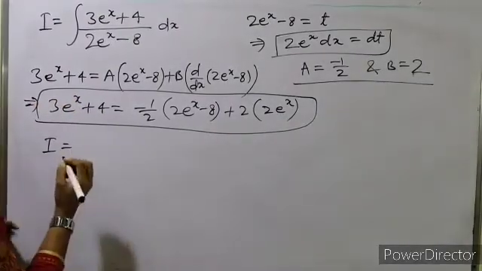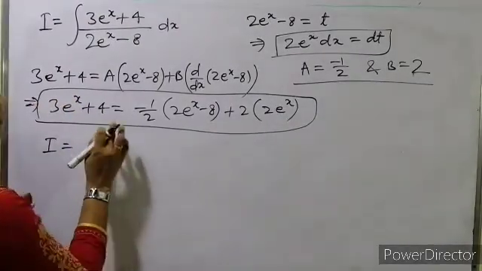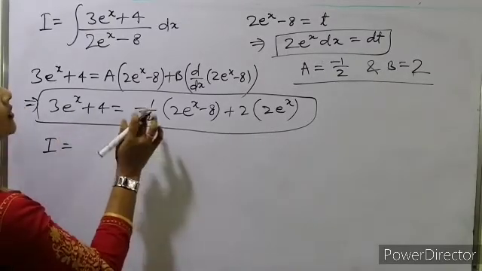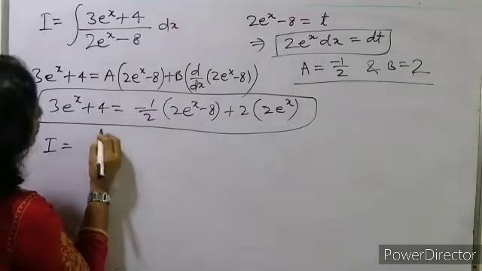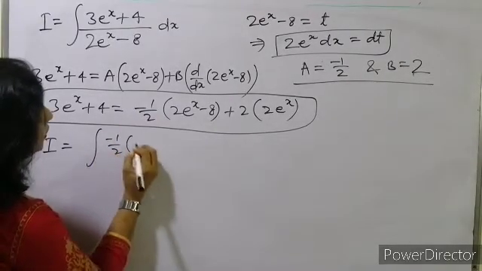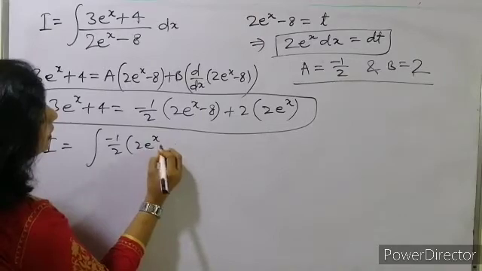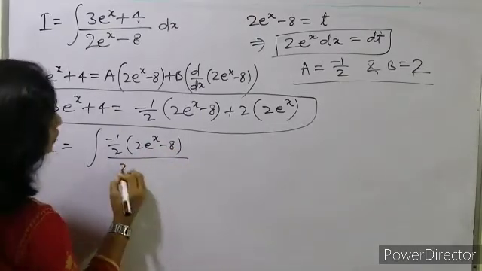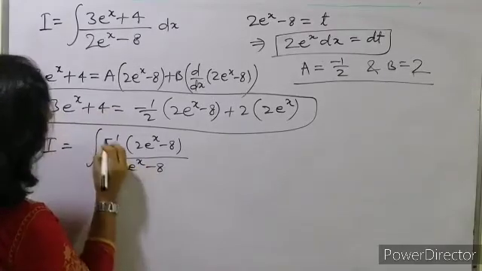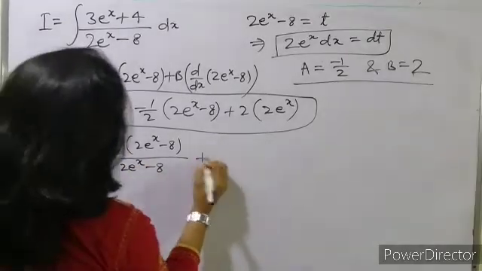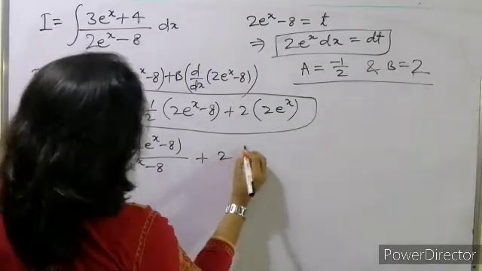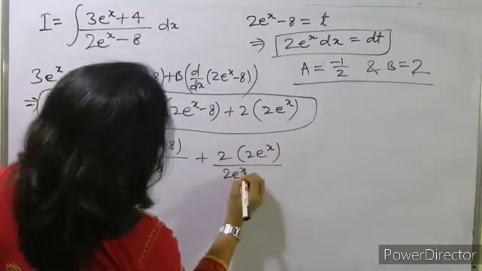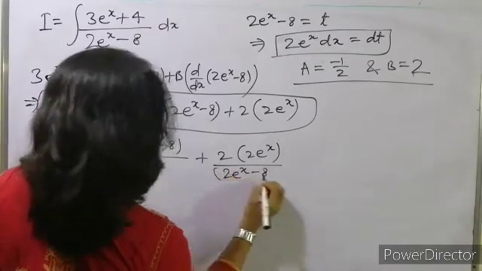I should be equal to what value we'll write instead of this one. So we'll write the value will be -1/2 into 2e to the power x minus 8, ठीक है. Divided by 2e to the power x minus 8 plus 2 into 2e to the power x divided by 2e to the power x minus 8. Okay.